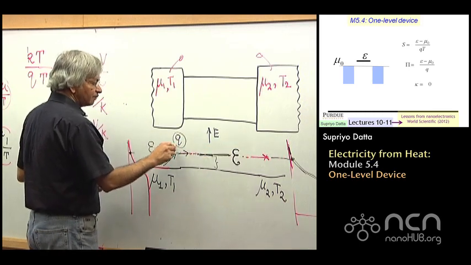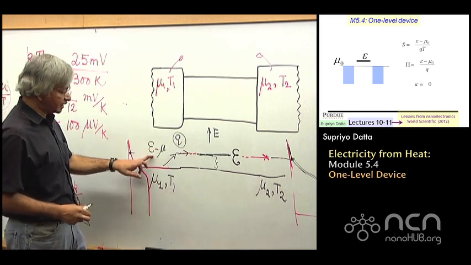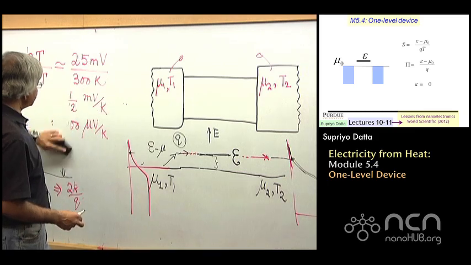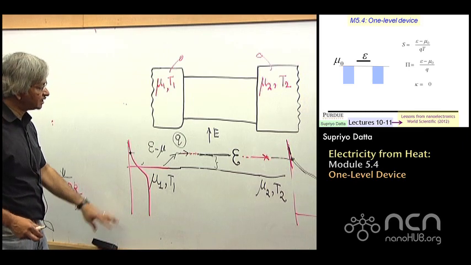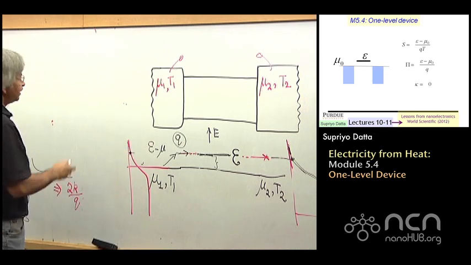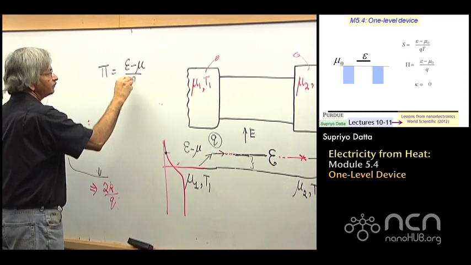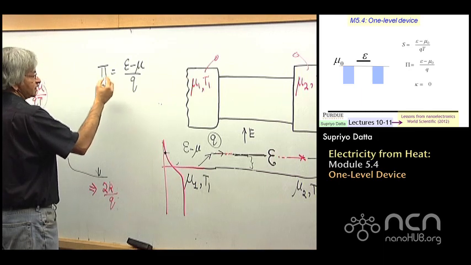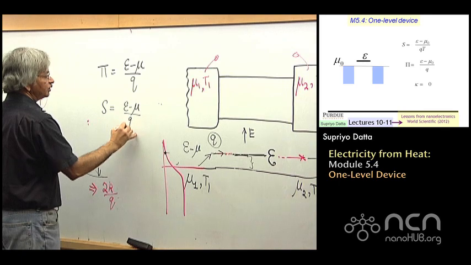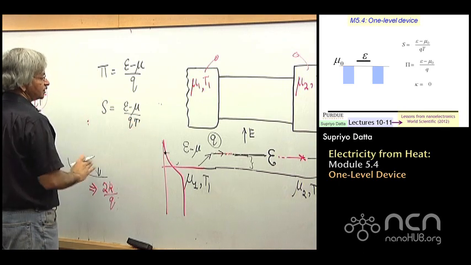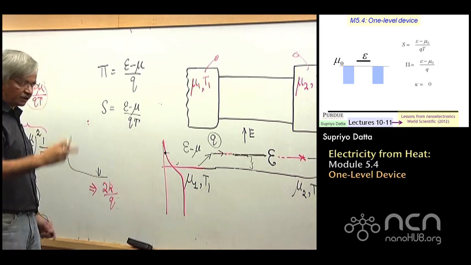So every electron that goes through carries that much charge, and it carries that much heat. What that means is the Peltier coefficient, which is the ratio of how much heat is carried to how much charge is carried, must be epsilon minus mu over Q. And as we just discussed, Seebeck coefficient was epsilon minus mu over QT. And sure enough, the Peltier coefficient is temperature times the Seebeck coefficient, just like we talked about, the Kelvin relation.